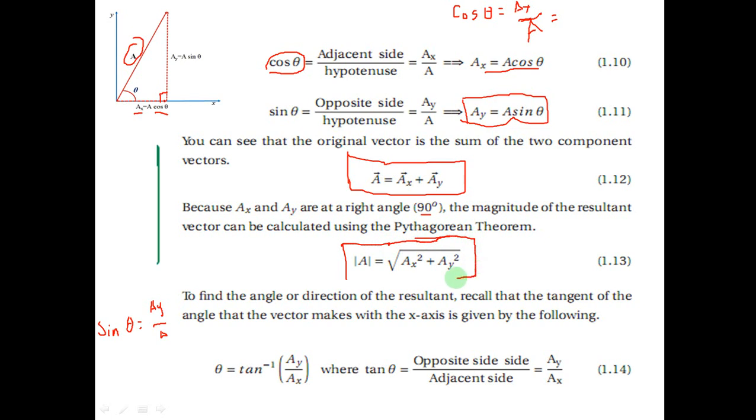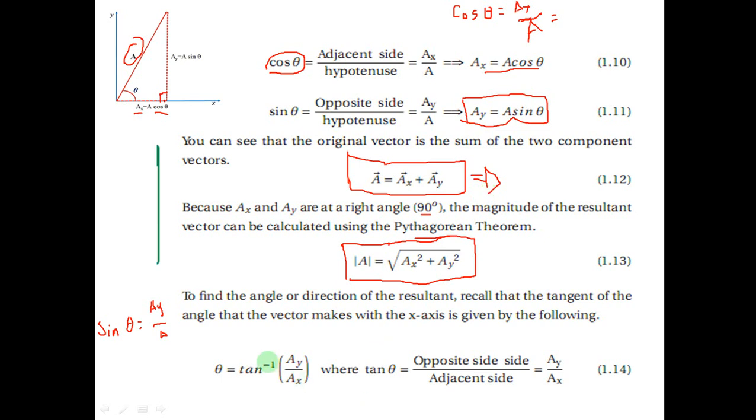But if the angle theta is not 90 degrees, we are going to use A equals Ax plus Ay. This simple addition works especially when the two vectors are parallel and in the same direction.